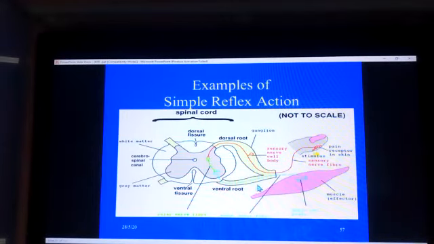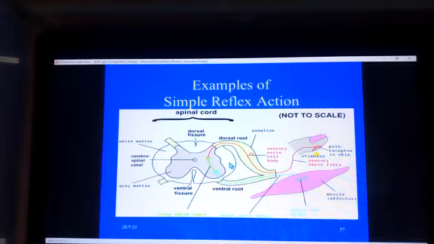So you realize that in these structures, we have the receptors that are located on the sense organs. Then there are clusters of neurons involved, that is the sensory, the relay, and the motor.